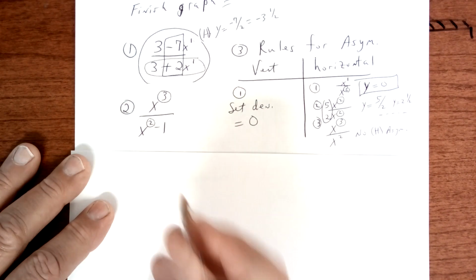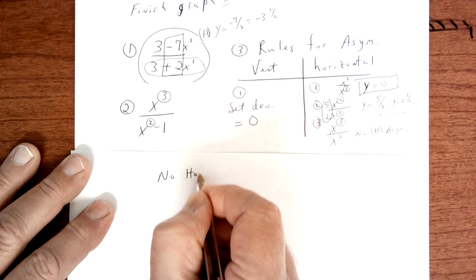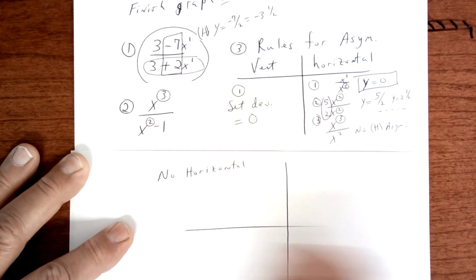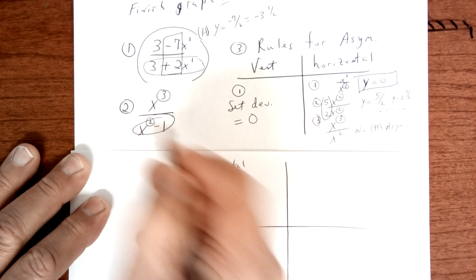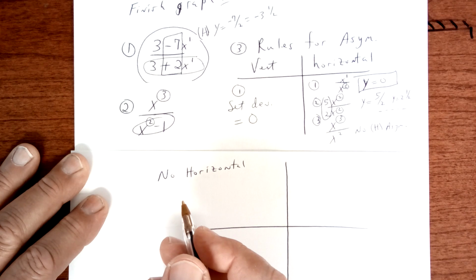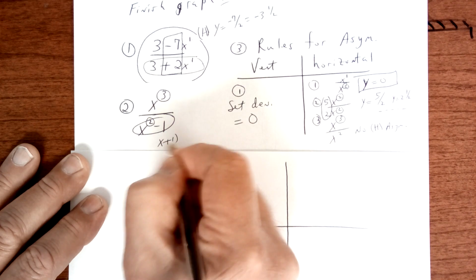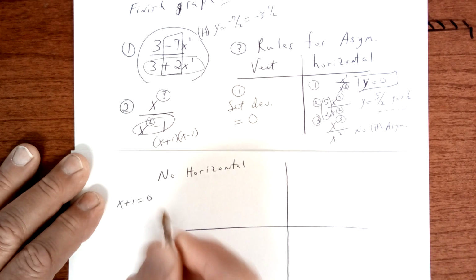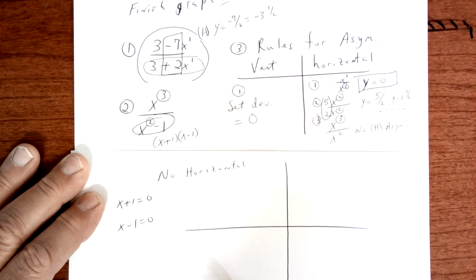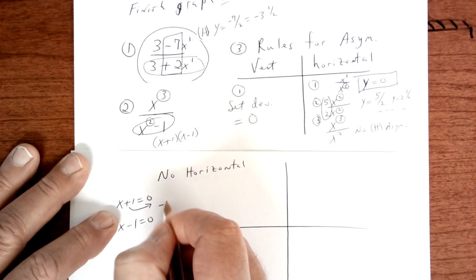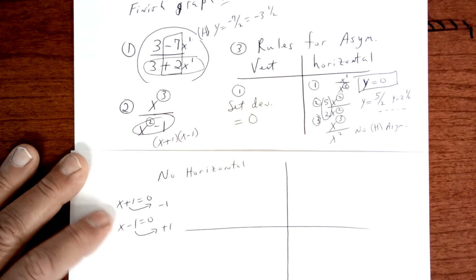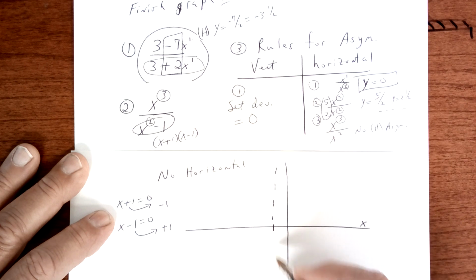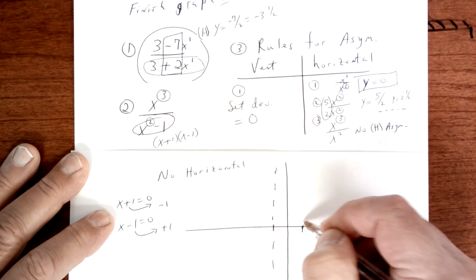So there's no horizontal asymptote. Okay? To get the vertical, you're going to set the bottom equal to 0. Well, the bottom you can actually factor as x plus 1 and x minus 1. So you're going to have x plus 1 equals 0 and x minus 1 equals 0. So this is going to give you a negative 1. This is going to give you a positive 1. So here's your x. So you're going to go to negative 1 and you're going to draw a vertical. You're going to go to positive 1, you're going to draw a vertical.